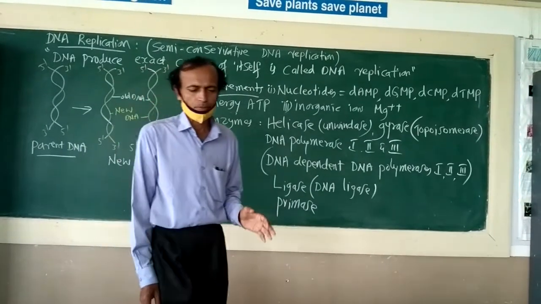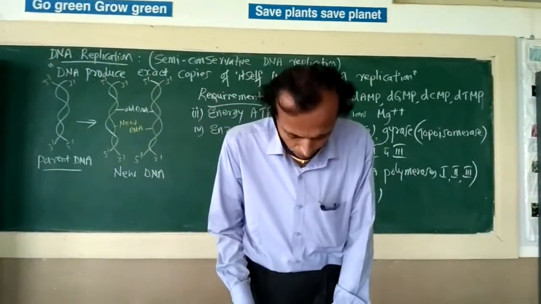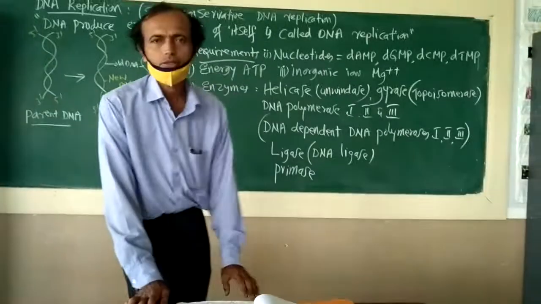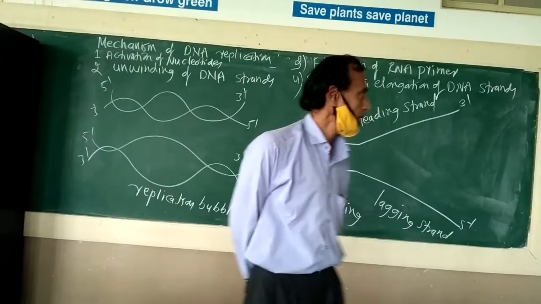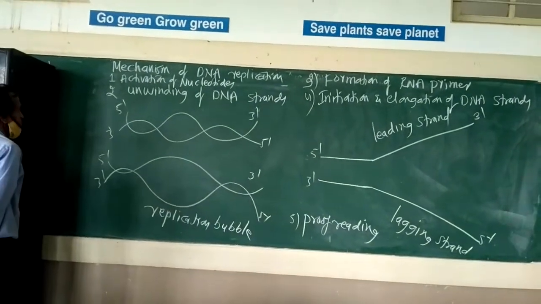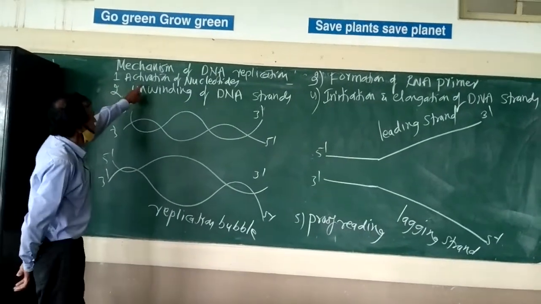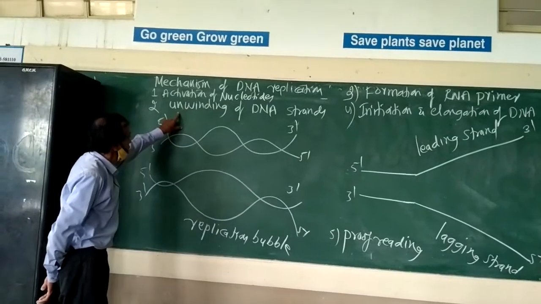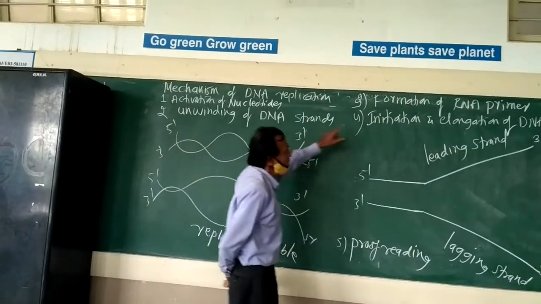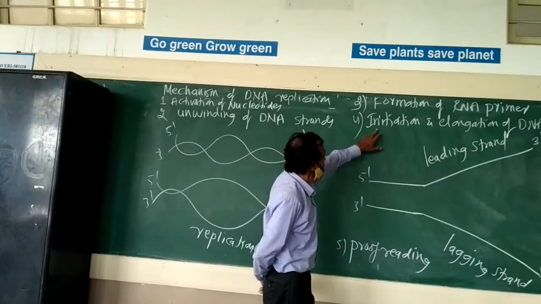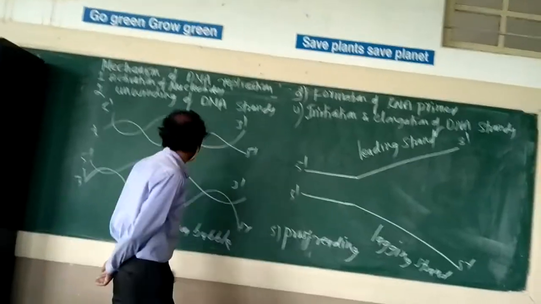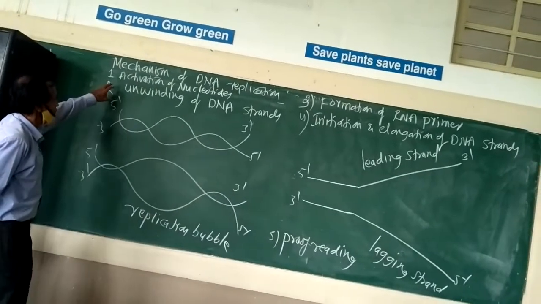Next, the mechanism of replication is described with the following steps. Number 1 is activation of nucleotides. Next, unwinding of DNA helix or strands. Next, formation of primer or RNA primer. Next step, initiation and elongation of DNA strands. Lastly, proofreading. The first step is activation of nucleotides.